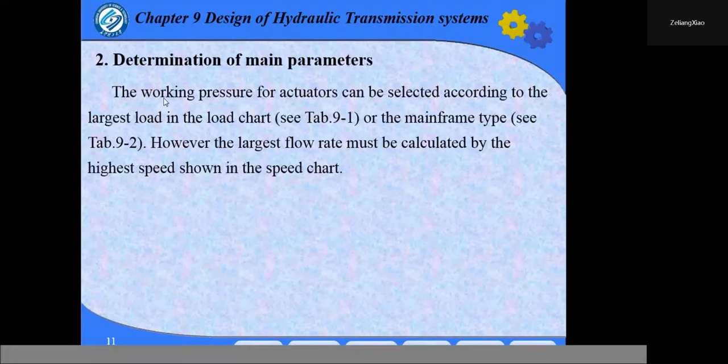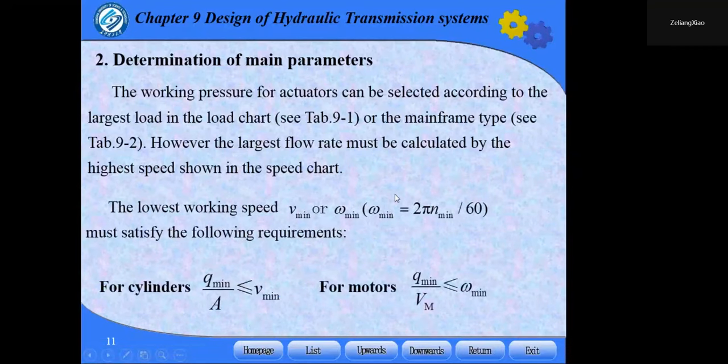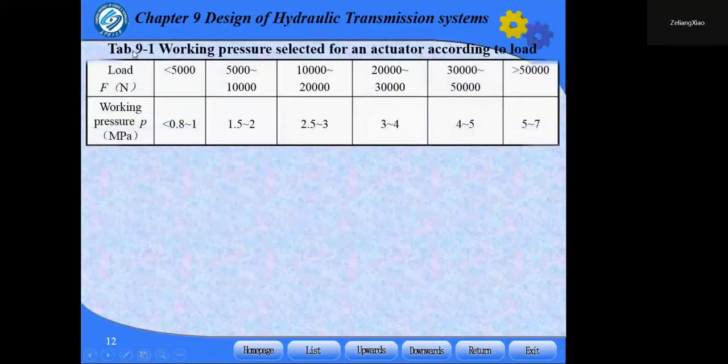Working pressure for actuators can be selected according to the largest load. See the table 9-1 or the machine type. However, the largest flow rate must be calculated by the highest pressure. You can see table 1 and table 2. This is table 9-1.